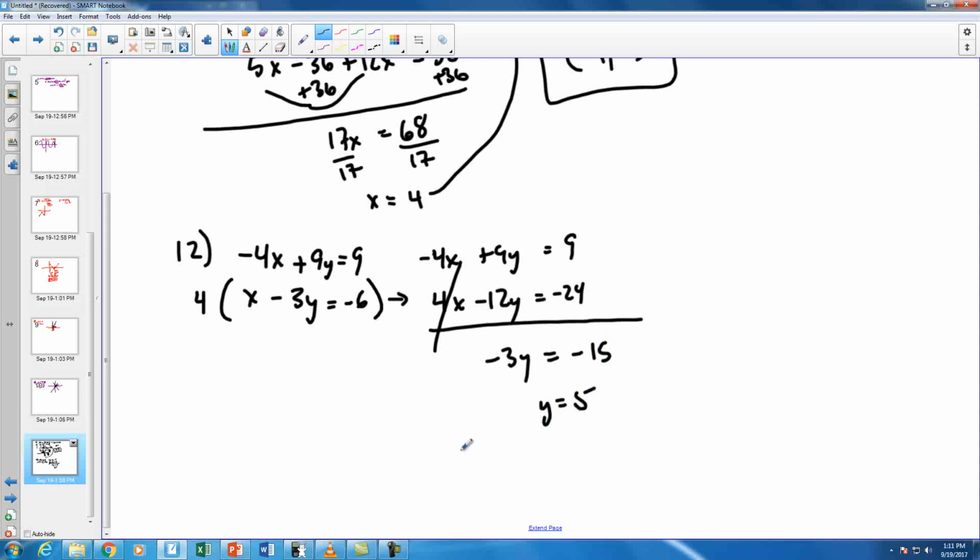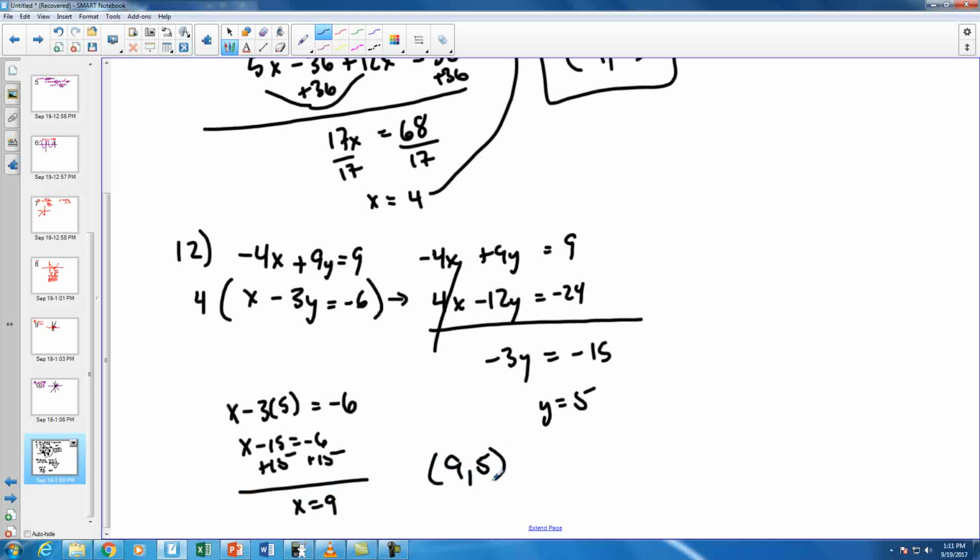Now to find the x value, I need to plug that in. And I like this second equation. It says x minus 3 times y, which is 5, equals negative 6. Well, this is a negative 15, so x minus 15 equals negative 6. So we add 15, x equals 9. So my answer to this question is 9, 5.